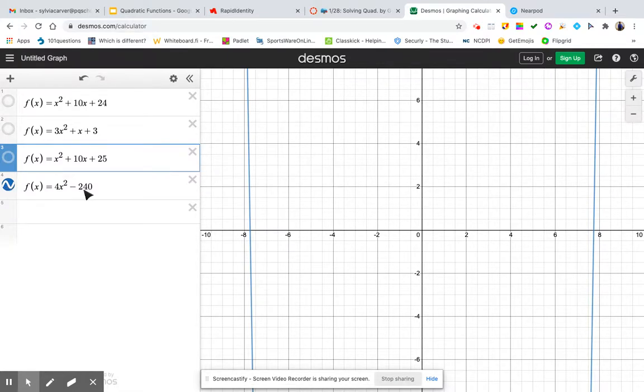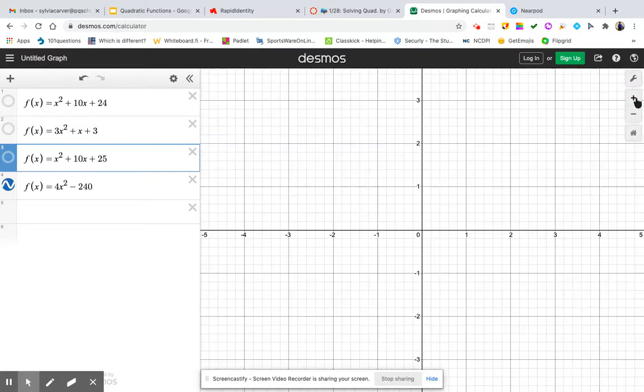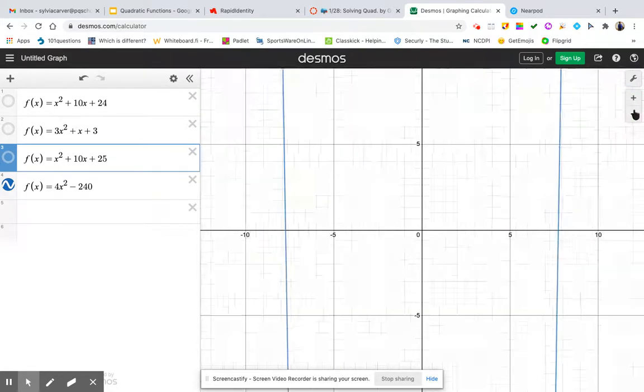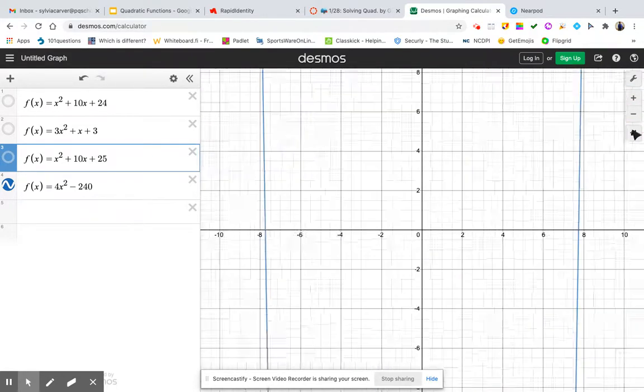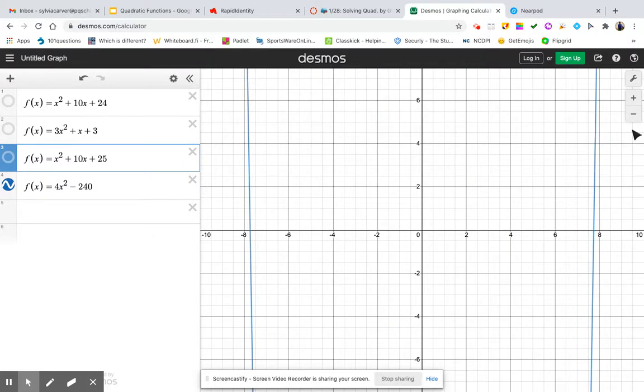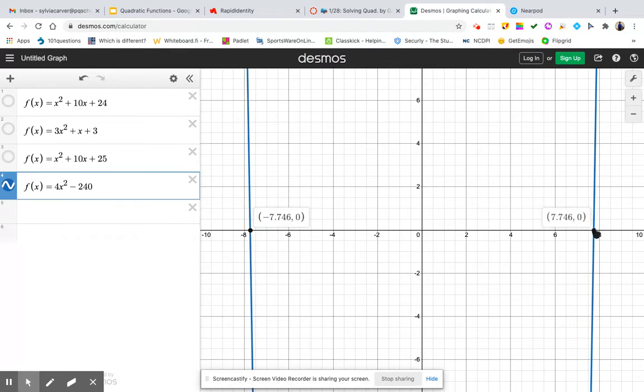4x squared minus 240. You can change your window. You can zoom in or out so you can get a better picture. However, I'm not concerned about that because my solution is where it crosses the x-axis. So I can see that I have a solution over here and I have a solution over here. So this is the same exact answer that we got in the previous video when I showed you how to solve this equation by taking the square root. So one of my answers is -7.7 if I round to the nearest 10th, and my other one is +7.7.